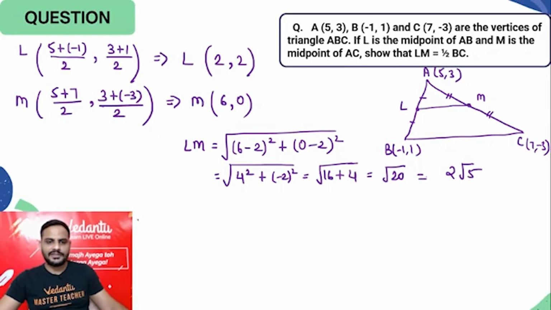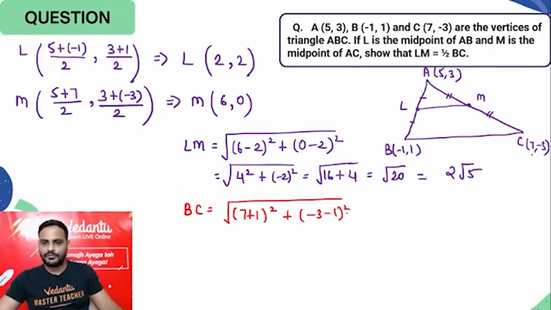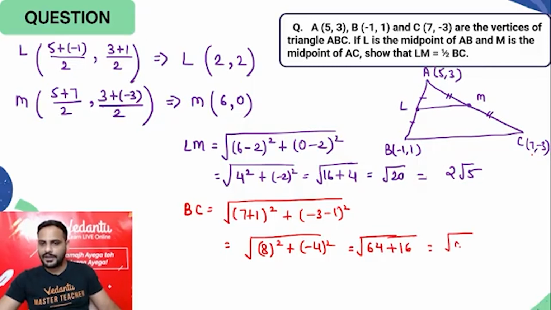Let's find out the length of BC. So BC, use distance formula, will be square root of (7 minus of minus 1, which is 7 plus 1) whole square plus (minus 3 minus 1) whole square, which will be square root of 8 square plus (minus 3 minus 1 is minus 4) whole square, which is square root of 64 plus 16, which is equal to square root of 80. And square root of 80, if you simplify, it will be 2 into 2 into 2 into 2 into 5. 2 pairs of 2 will come outside, which will be 4 root 5.